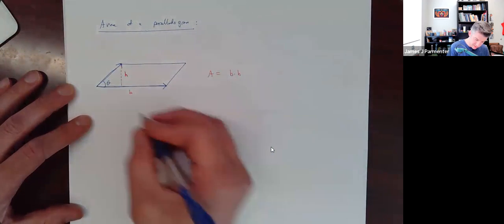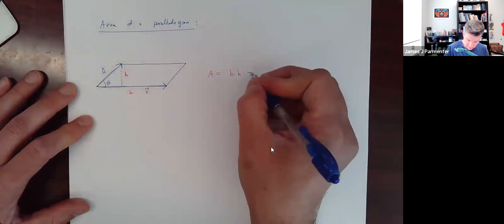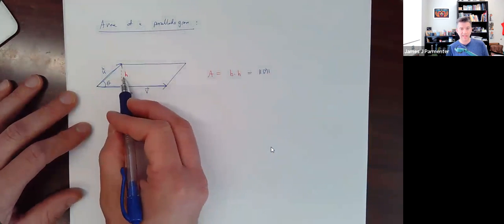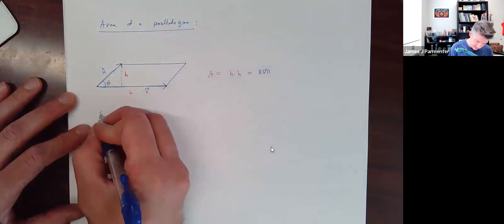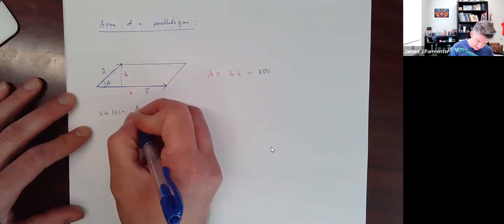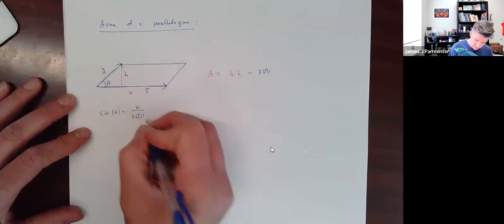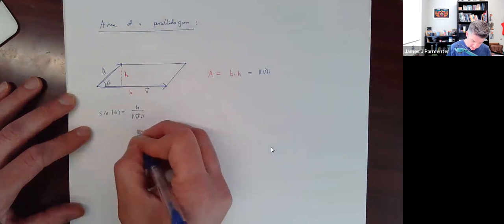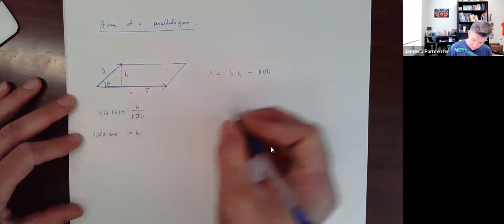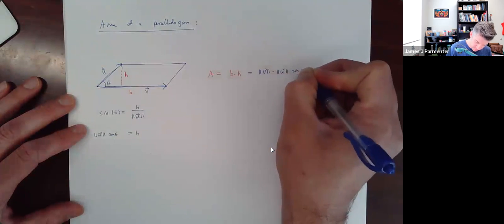Let's give our vectors some names. Let's call this vector u. Let's call this vector v. So the base is really just the magnitude of v. And the height, well, I need to use a trig function. I'm going to say that sine of theta is equal to the opposite side, which is the height, divided by the hypotenuse, which is the magnitude of u. So h is going to equal the magnitude of u times sine of theta.